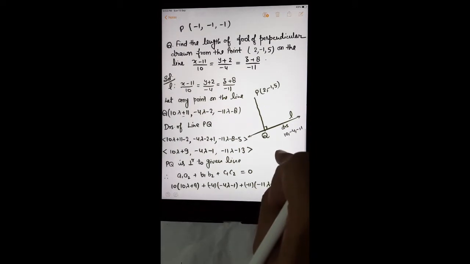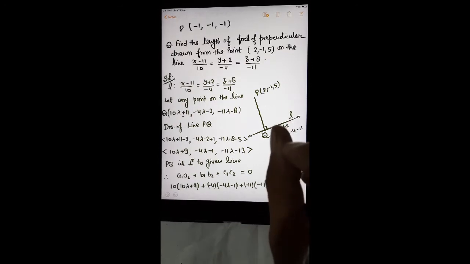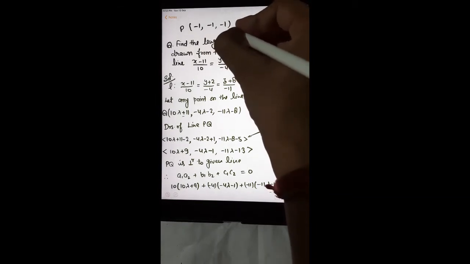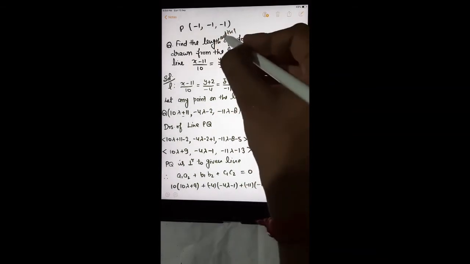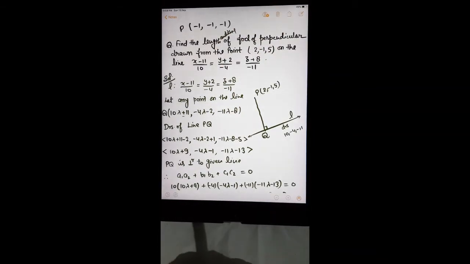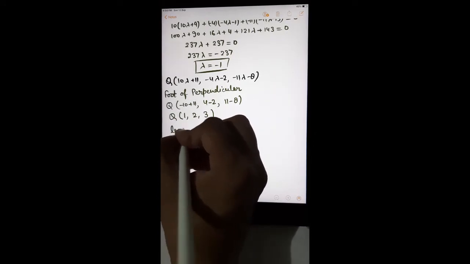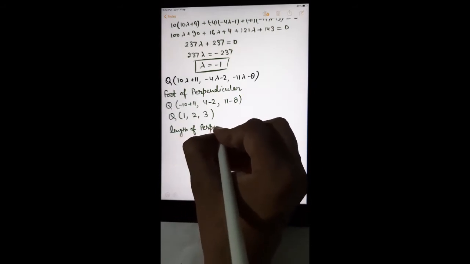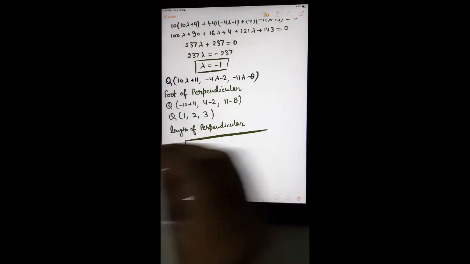Now in the question, we have to find the length of the point from the foot of the perpendicular. So the length of perpendicular we can obtain by using the distance formula.